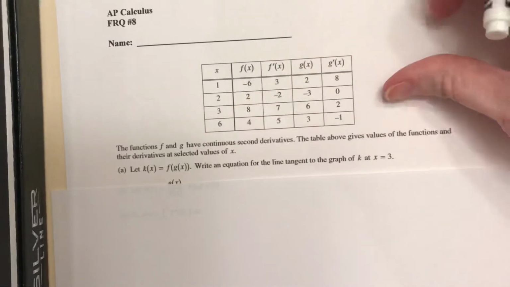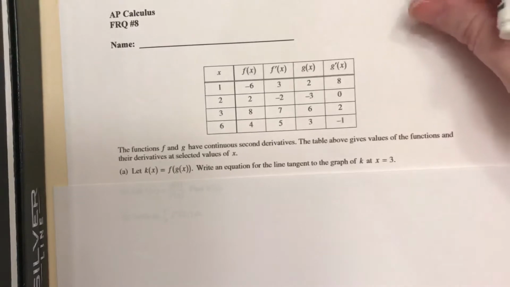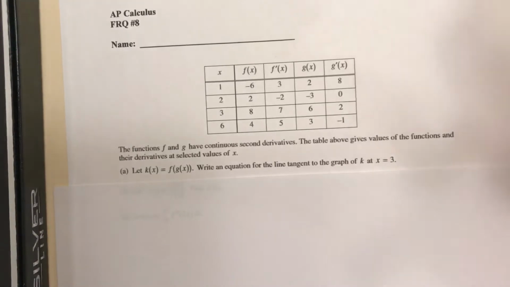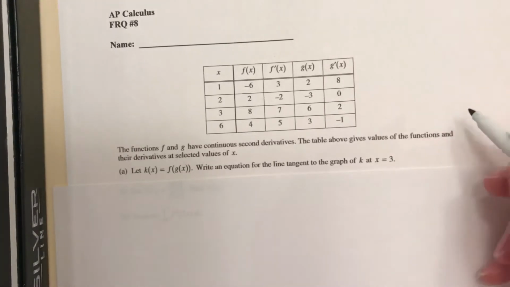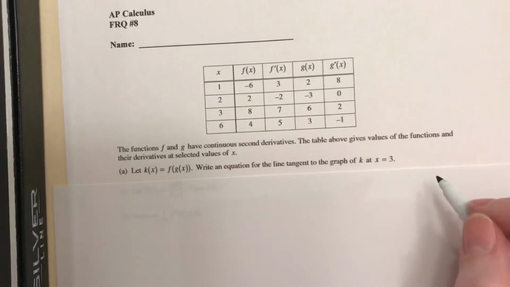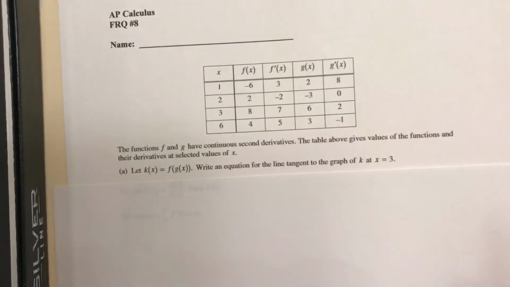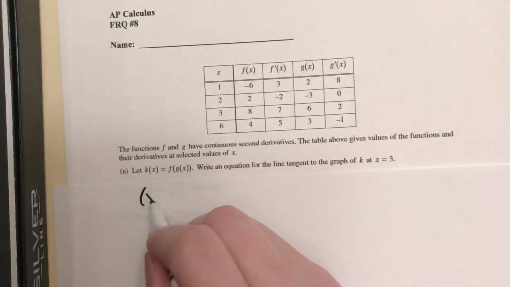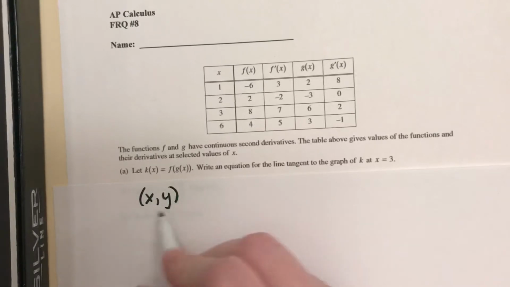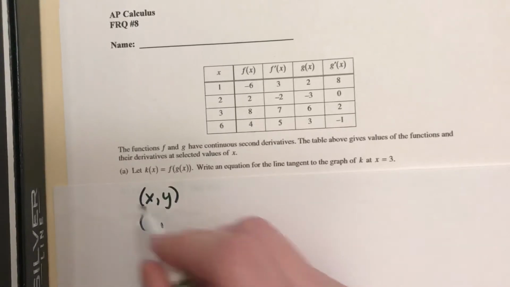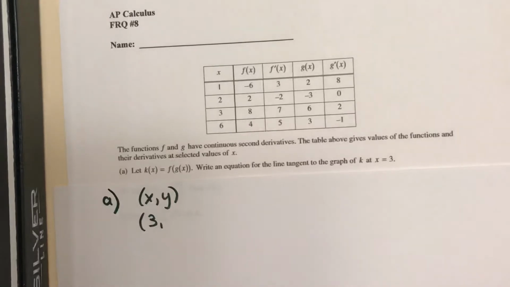So let's look at letter A. A says, let k of x equals f of g of x. Write an equation for the line tangent to the graph of k at x equals 3. So first off, I need a point and I need a derivative so I can get my slope. So let's start with the point. We have x and y as our point. We already know 3 is our x value. So I need the y value that goes with it.